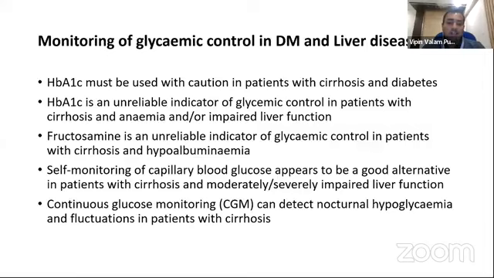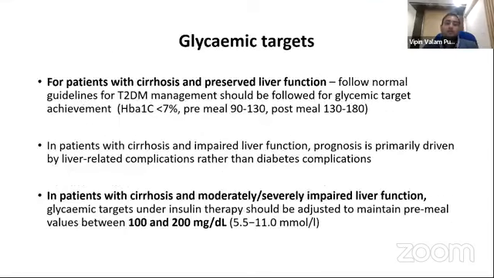So this can be utilized for patients who are having uncontrolled diabetes or nocturnal hypos. So then coming to the glycemic target. Whether we should apply the normal target for all patients with liver disease? If the patient is having cirrhosis and preserved liver function, you can follow the standard ADA guidelines: target HbA1c less than 7%, pre-meal blood sugar between 90 to 130, and post-meal between 130 to 180.